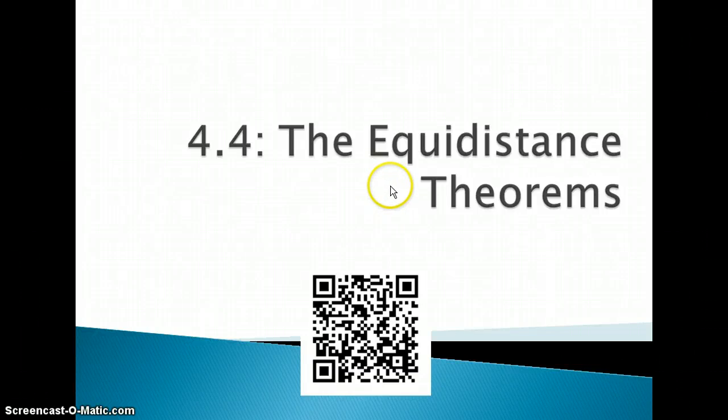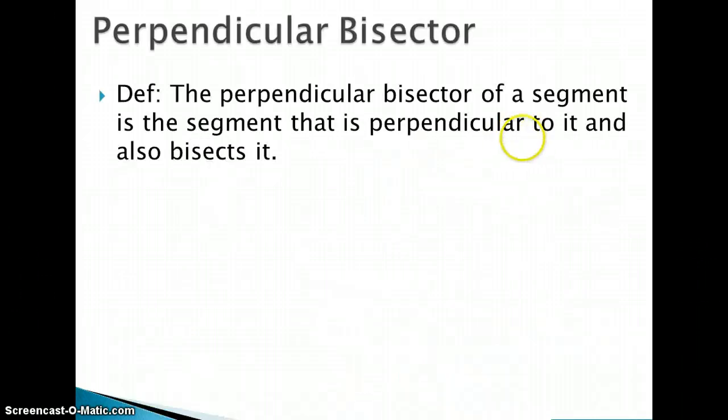Today's notes, we learn a shortcut on ways to prove that triangles are congruent given enough information. I will warn you right now, the shortcuts take a little bit of work to understand, so you may need to watch the video a second time to totally understand these. So before we do that, we need to talk about two definitions.